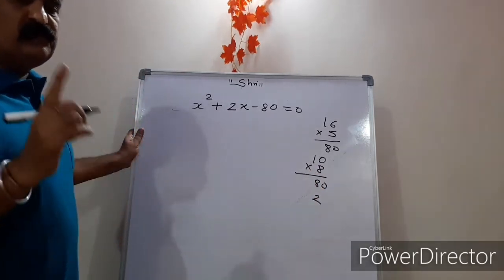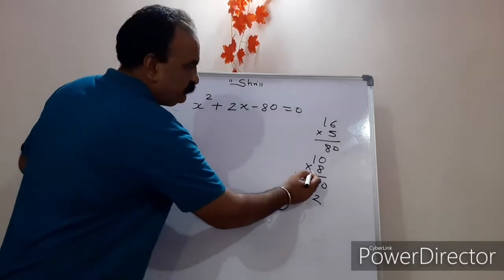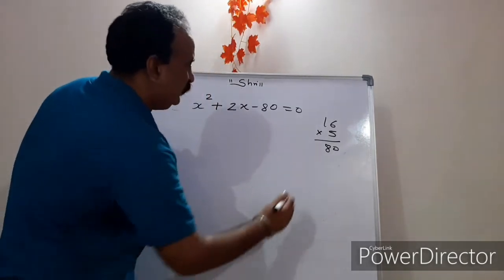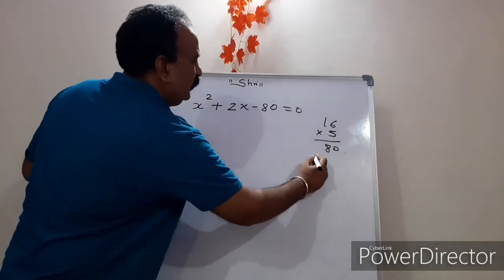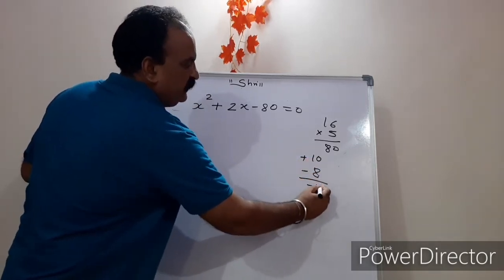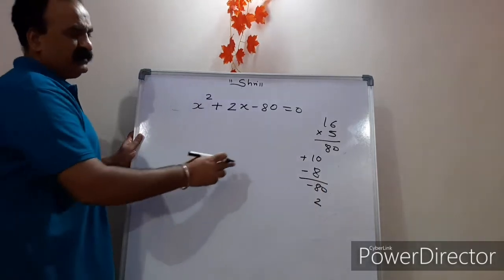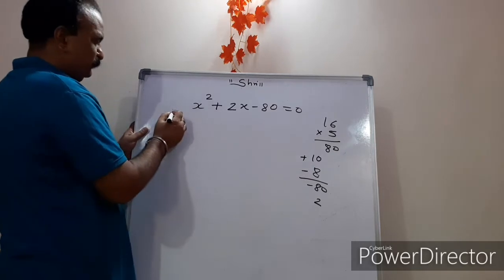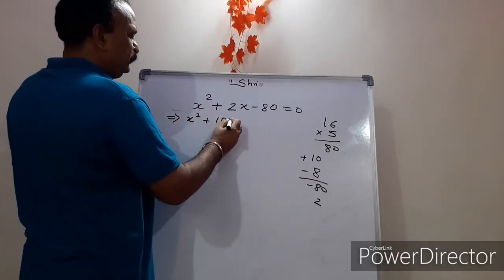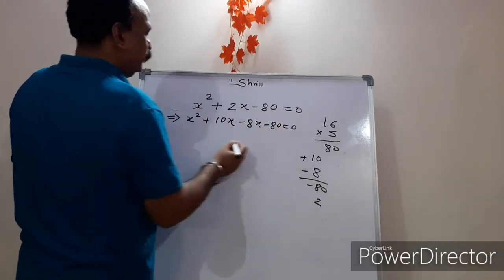Now the question is, what should be the sign of 10 and what should be the sign of 8? Suppose the sign of 8 is negative and the sign of 10 is positive. So 10 times minus 8 is minus 80, and 10 minus 8 means 2. It means the numbers are 10 and minus 8. This implies x square plus 10x minus 8x minus 80 equal to 0.